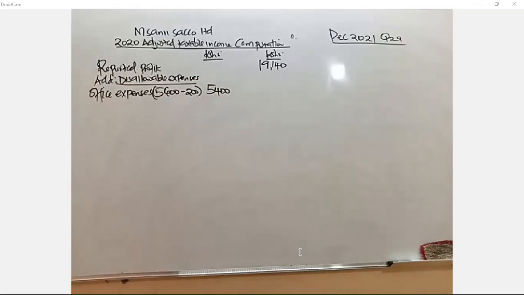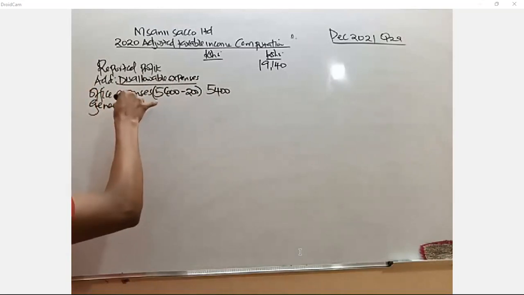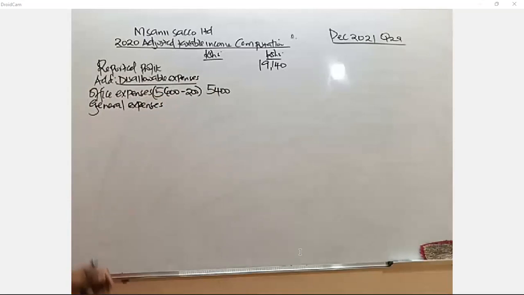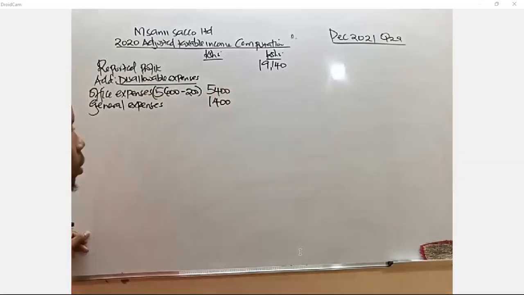Number two, we have been told the general expense include depreciation. You know very well that we have been told about the aspect of depreciation of 484 and then performing loans to members of 620,000. So I just go up there and I pick the total amount for general expenses without splitting it. General expenses, we are being told they are amounting to 1400, because all that information relating to addition number two, they are all disallowable expenses.